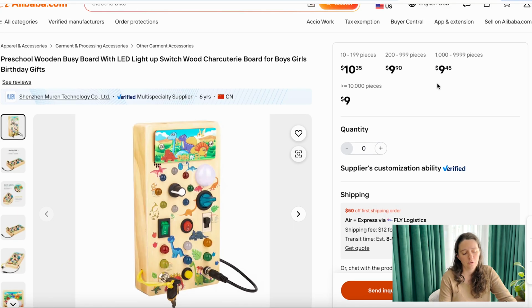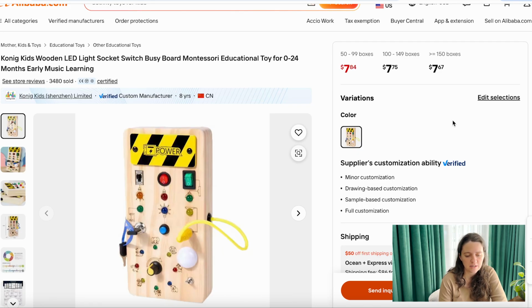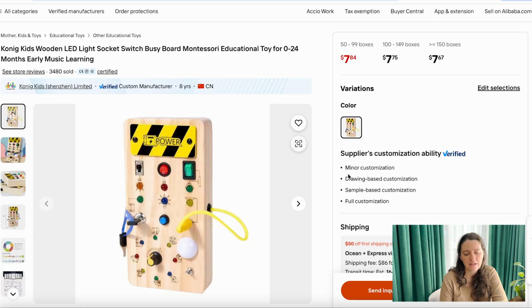Now, customization options. So I look whether the supplier mentions customization on their product page here. So like custom logo, custom packaging, custom colors, or some design modifications. So for private label, I need a supplier who can make changes to my product, and I don't want to just sell a generic product that 50 other sellers sell on Amazon, okay? Let me see if some of them mention that they offer customization. This one mentions, so like drawing based, sample based.